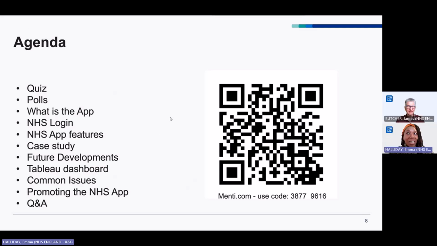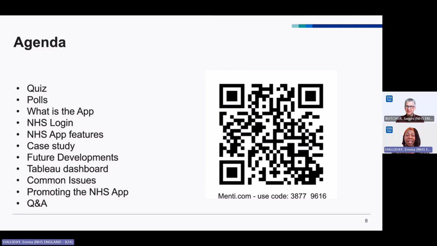So on the right hand side, you will see that there is a QR code. So if you want to just put your camera to the QR code, or you can go to menti.com and then use the code 38779616. So whilst you're all doing that, I will just give a little overview of what we are going to be discussing.